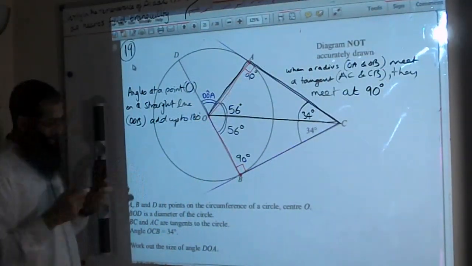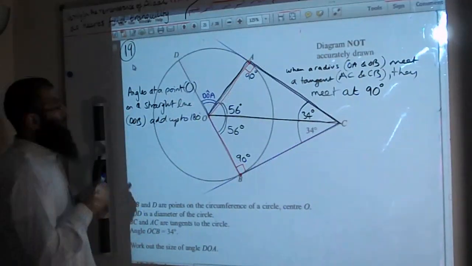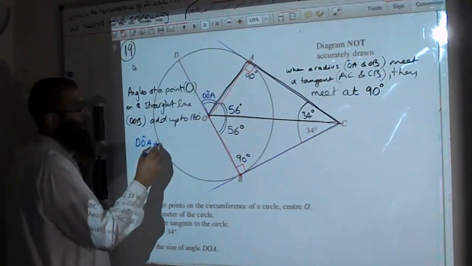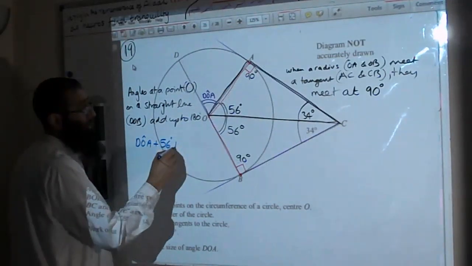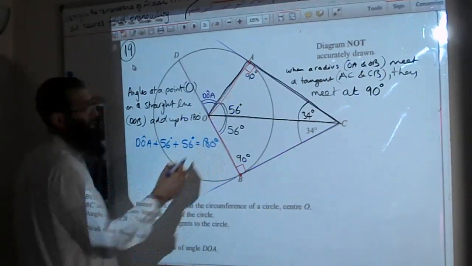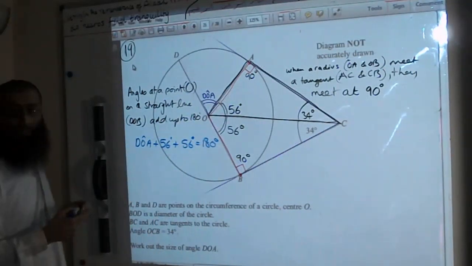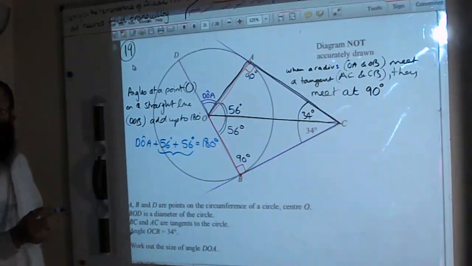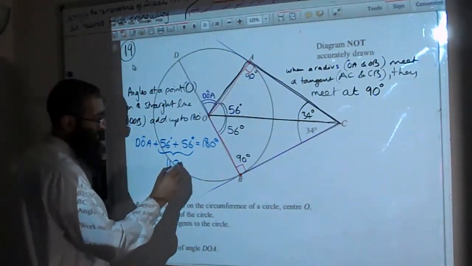So this angle and this angle will give you 180. So let's just change color a bit. So we say DOA add 56 is equal to 180. So making that statement. Okay, 56 add 56 will give us 112.